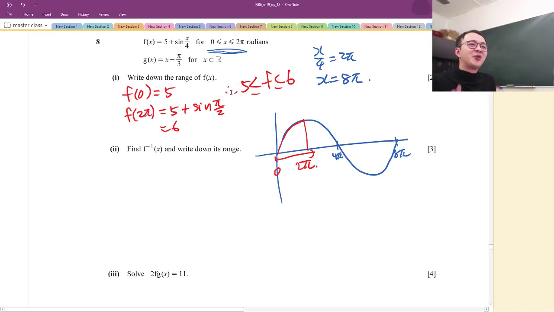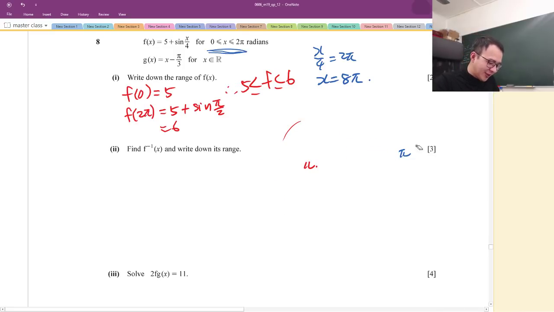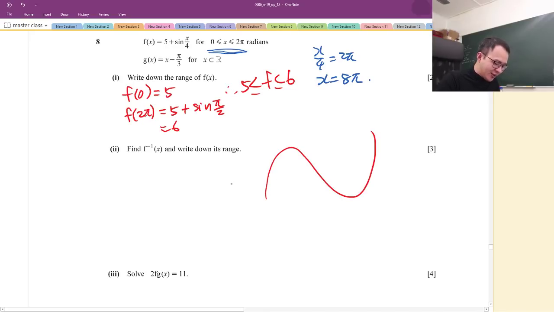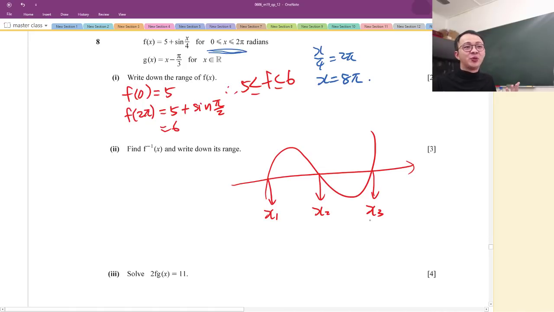How do you differentiate one-to-one function and one-to-many function? As long as one x value only leads to one y value, it is one-to-one. If one y value can lead to many x values, that means it's many-to-one. Example, if I have a curve that looks like this, you can see one y value actually leads to 1, 2, 3 x values. x1, x2, x3. This one we call many-to-one.